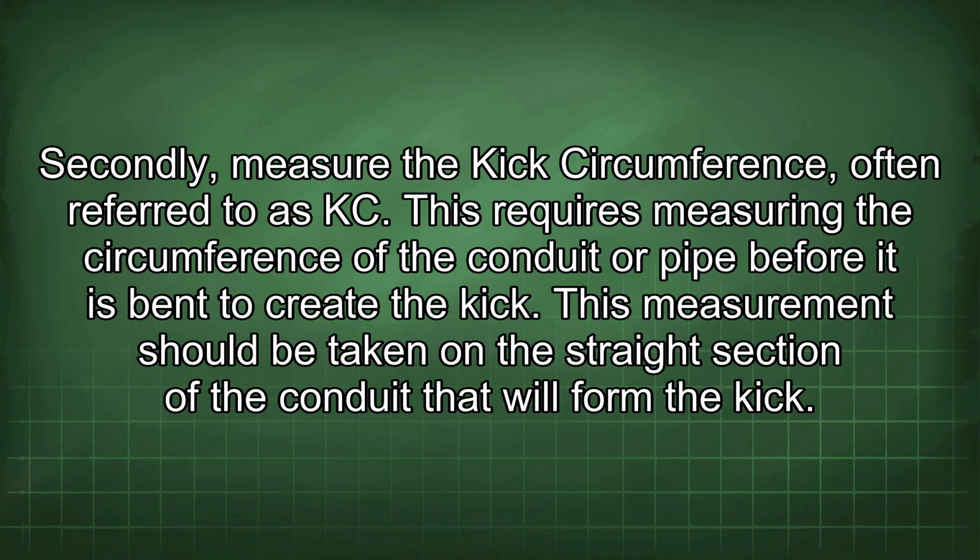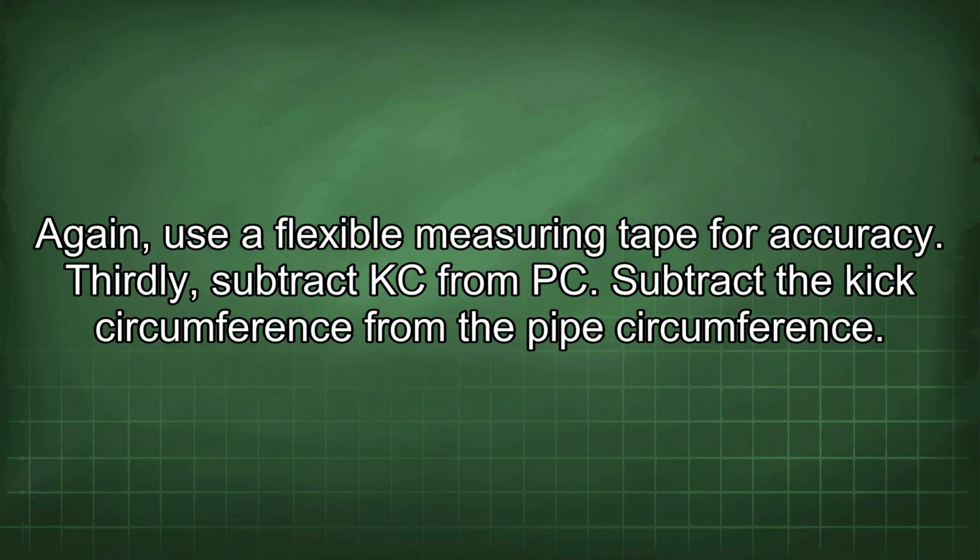Secondly, measure the kick circumference, often referred to as KC. This requires measuring the circumference of the conduit or pipe before it is bent to create the kick. This measurement should be taken on the straight section of the conduit that will form the kick. Again, use a flexible measuring tape for accuracy.